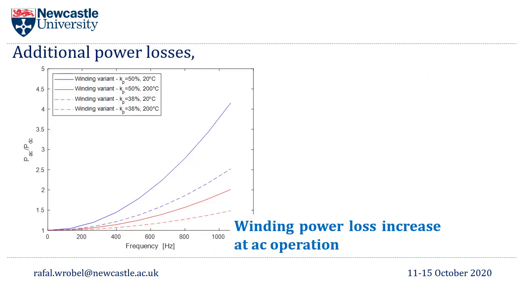In an attempt to do so, we've analyzed additional power losses, starting with the additional winding losses at AC operations. So we have a ratio of AC to DC winding losses versus frequency here, showing that the baseline machine, although well utilizing the slot, leads to double the losses at AC operation as compared to that alternative winding design with a poorer slot utilization.